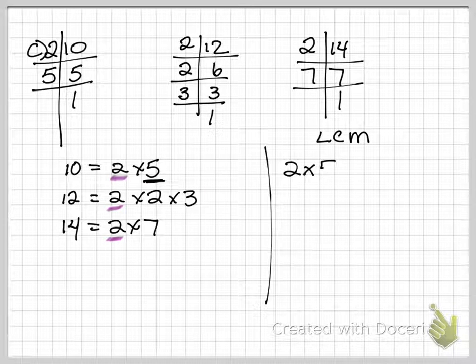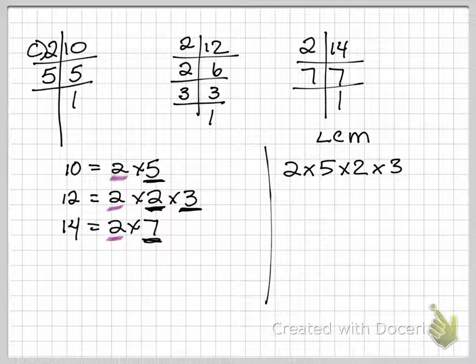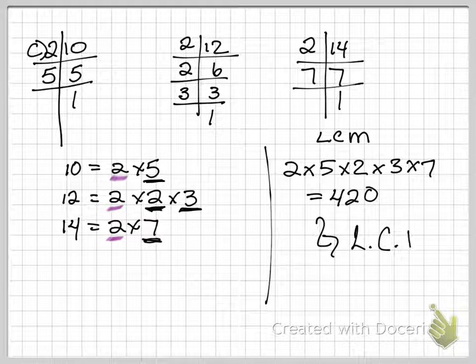So I'm going to take that 2 and multiply it by 5. That 2 also gets multiplied by another 2, so I'm going to multiply that by 2. It also gets multiplied by a 3, so I'm going to multiply that by 3, and it gets multiplied by a 7, so I'm going to multiply that by 7. So when you punch this all into your calculator, 2 times 5 times 2 times 3 times 7, your answer would be 420. So that would be your lowest common multiple of these three numbers.